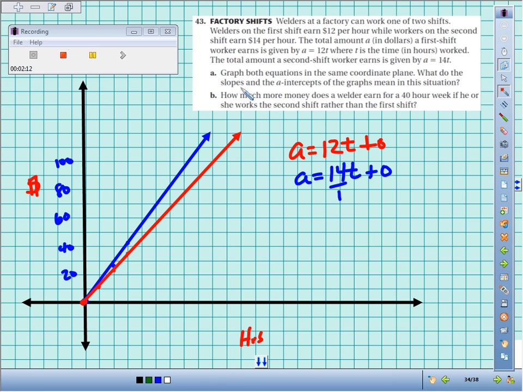What do the slopes and the intercepts represent? The intercept represents that we don't make any money, we don't work any hours, and the slopes simply represent how much they make per hour.